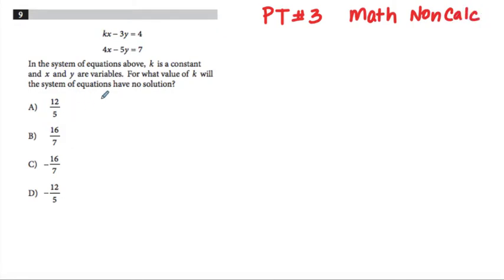So it says, in the system of equations above, k is a constant and x and y are variables. For what value of k will the system of equations have no solution? So you have to think about the things that you already know.